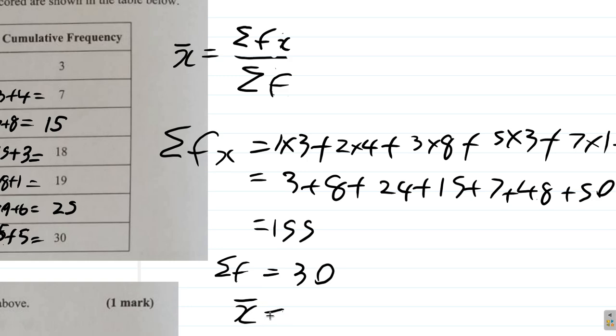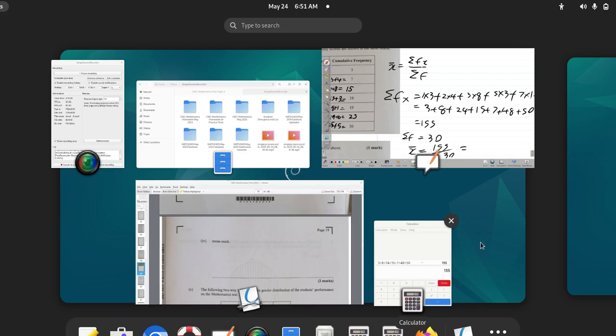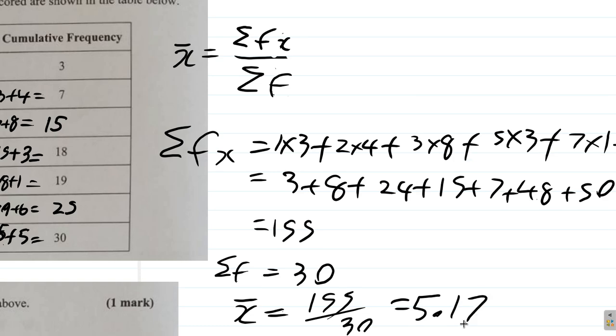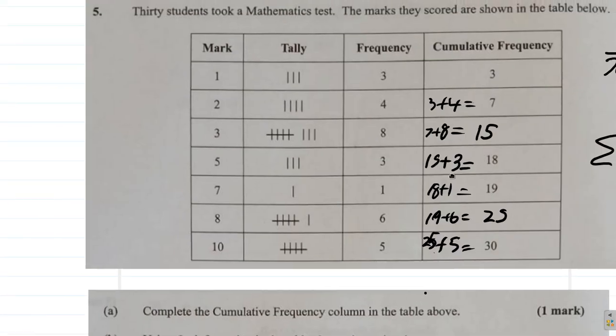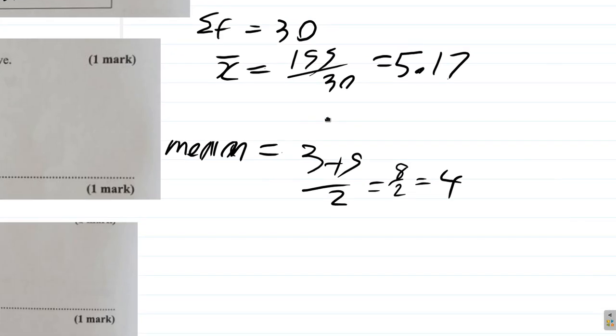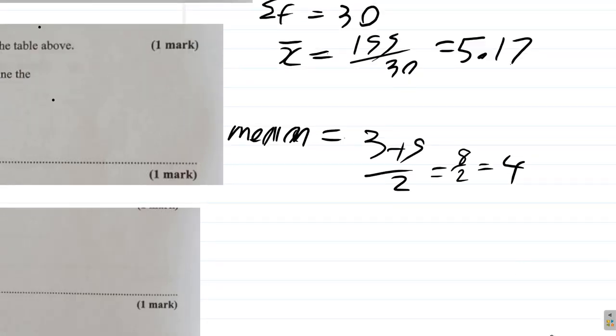So the mean, which is written as bar x, is 155 over 30. What does that give us? This over 30 equals 5.17. 5.17 is the mean mark. Alright, so that is that.